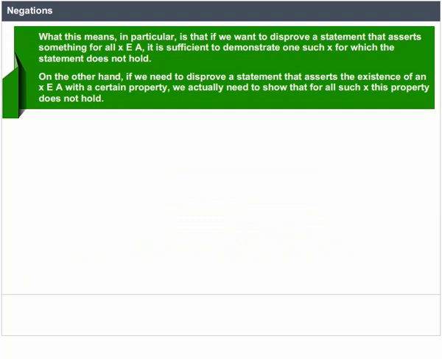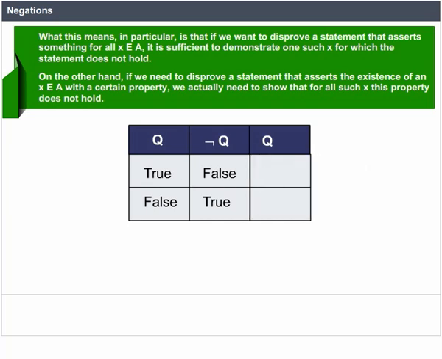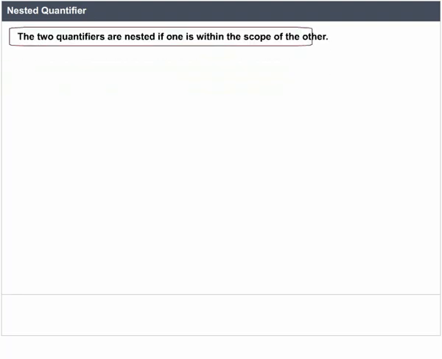Table for q and not q: q is true, false; not q is false, true. Nested quantifiers: the two quantifiers are nested if one is within the scope of the other.